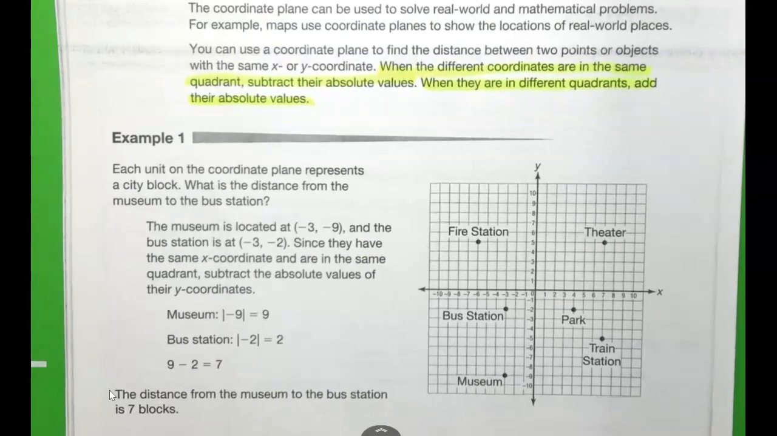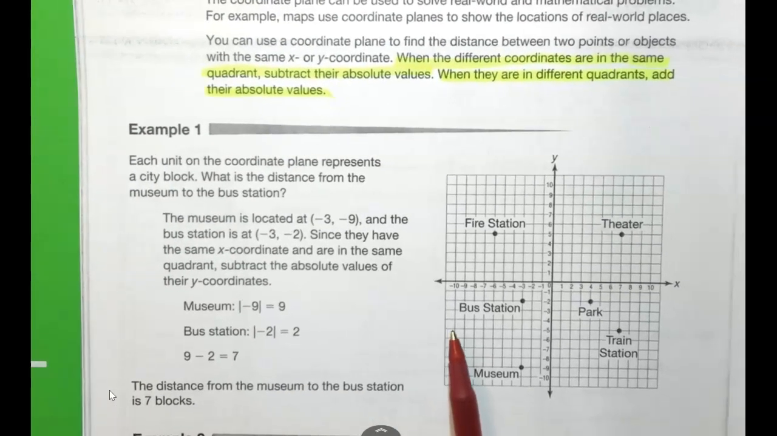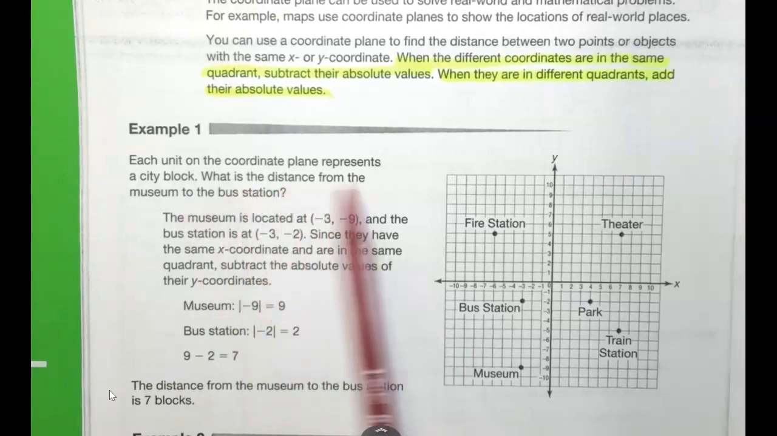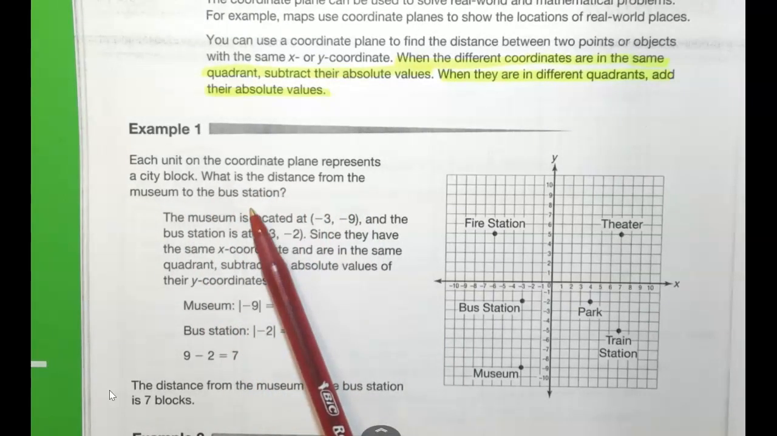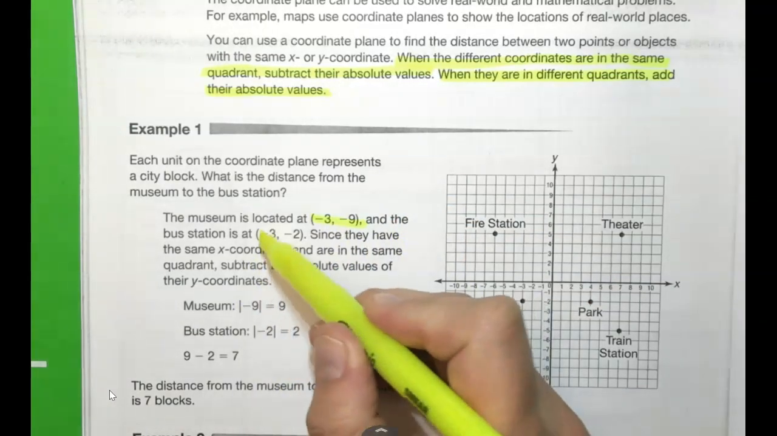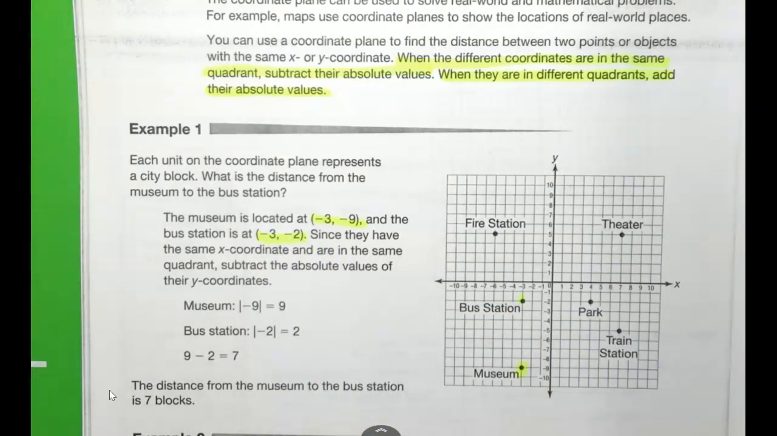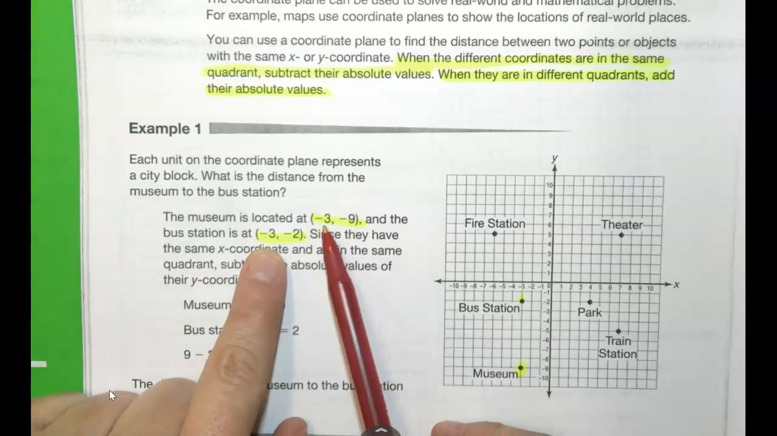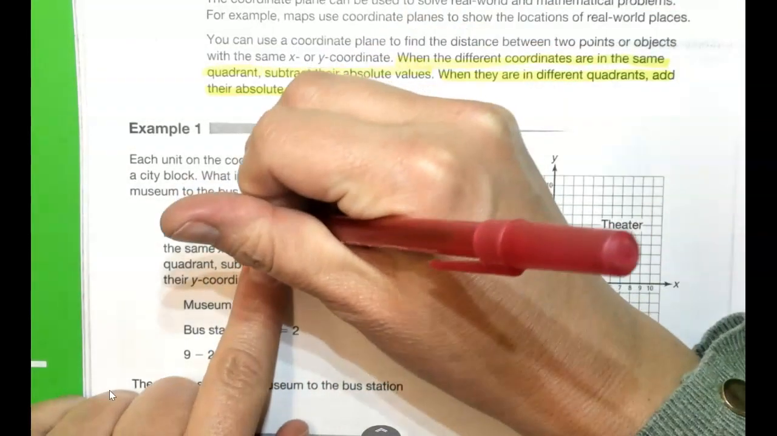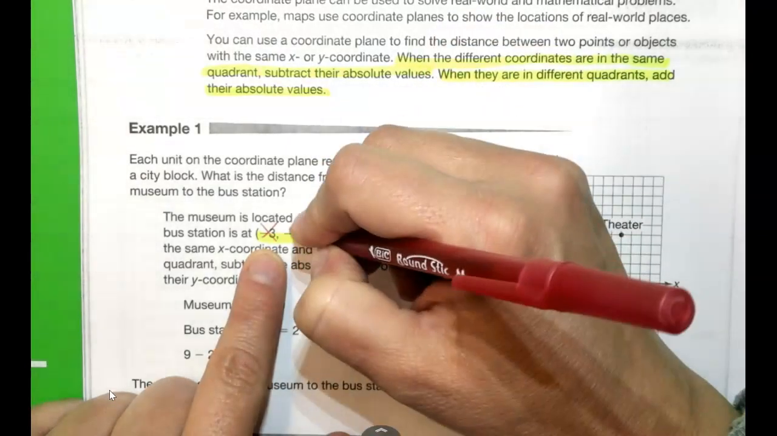So looking at example 1, they've worked this out for us, but I'm going to read through it. Each unit on the coordinate plane represents a city block. What is the distance from the museum to the bus station? The museum is located at -3, -9, right here. And the bus station is at -3, -2, right here. Since they have the same x coordinate, -3, we're not going to use that. I'm going to cross off the one they have in common. But notice how their y coordinate is different.